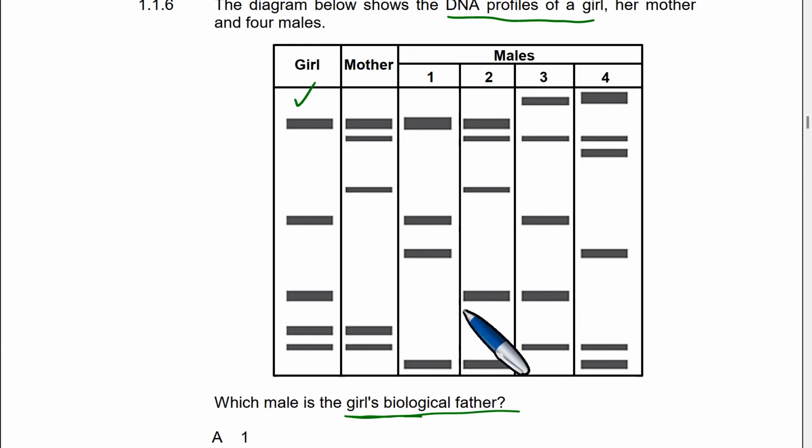Okay, so note that exactly. If you look at the girl and the mother, and you put together the DNA profile of the girl and the mother, and you want to compare with that of the males, because there are 4 different males, you're able to see that it's actually male number 3 that combines both the DNA profiles of the mother and the girl. So in other words, we can link this male person to be the biological father of the girl. Okay, so note that DNA profiling there.